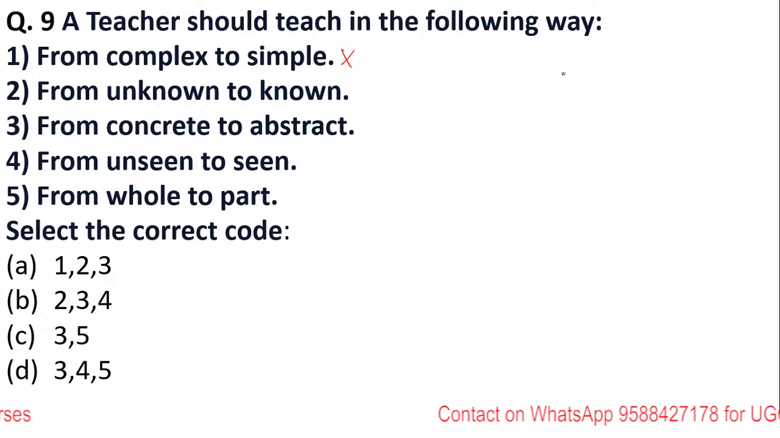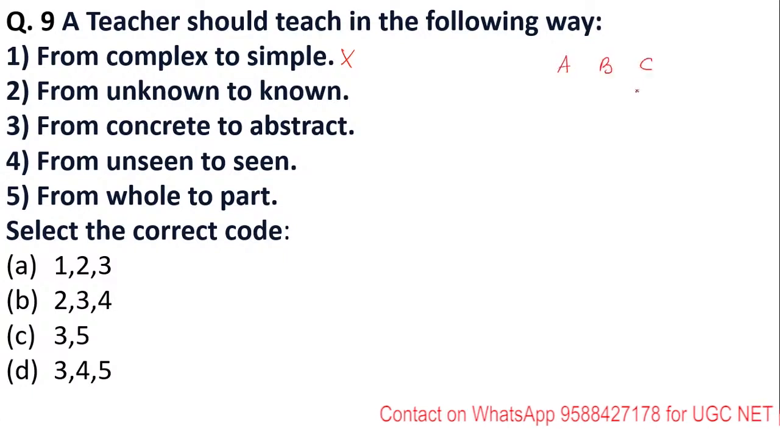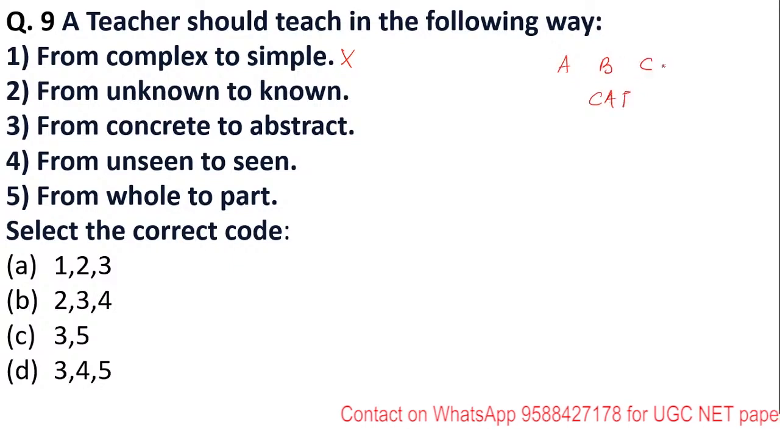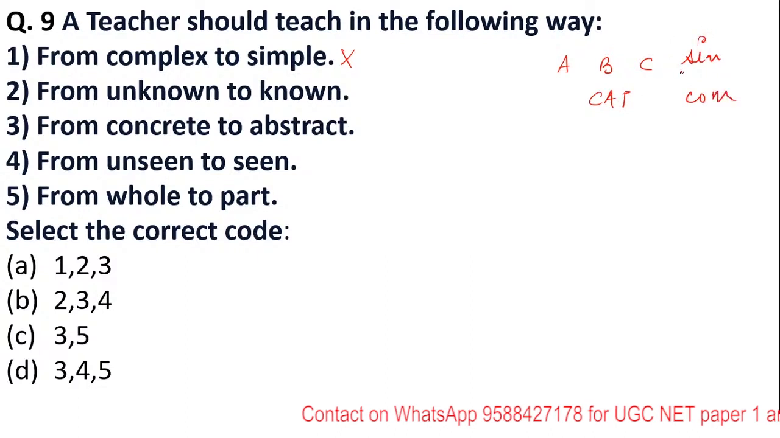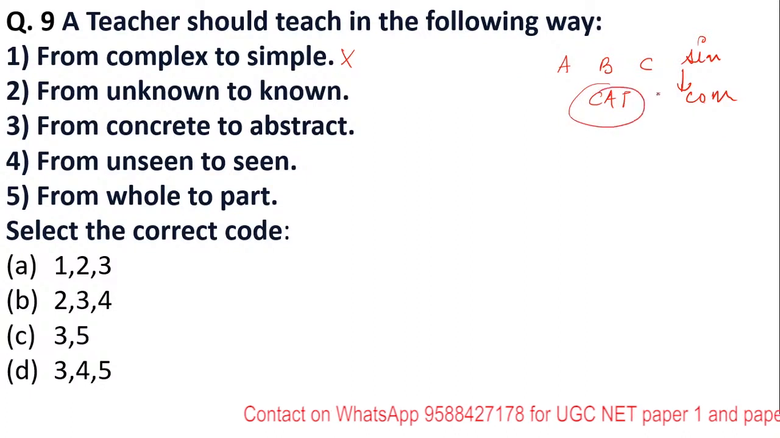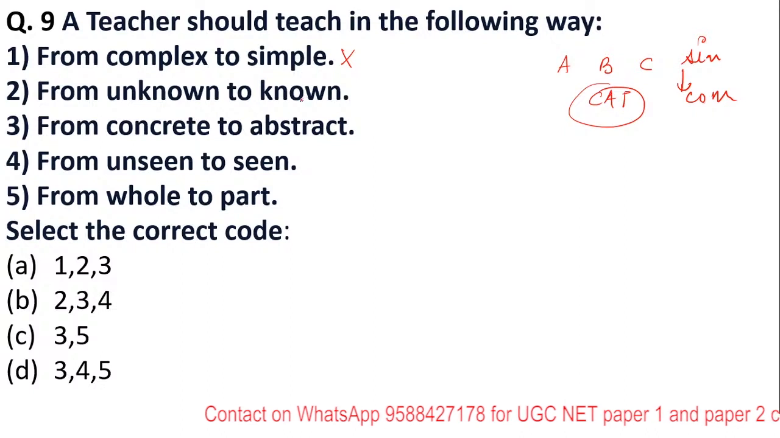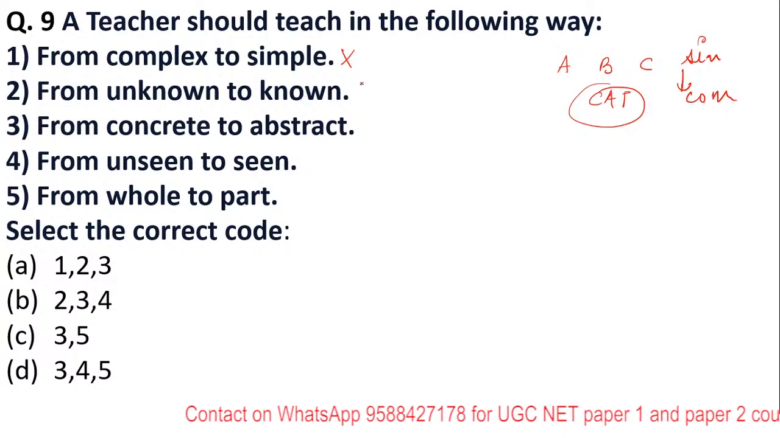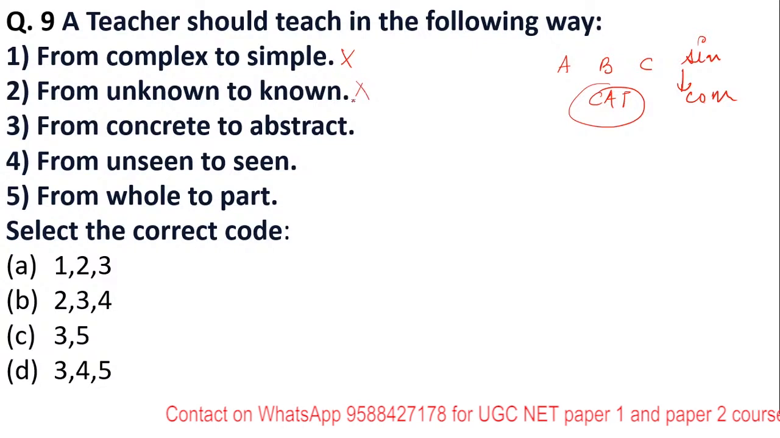For example, if the teacher is teaching a KG class student, first the teacher will teach A, B and C. Then the teacher will teach the spelling of cat. Cat is C-A-T, cat. So it should be from simple to complex. Okay. For a student, not complex to simple. The teacher will not teach first the spelling of cat and then ABC. So this is wrong. From unknown to known. No, this is also incorrect. It should be from known to unknown.